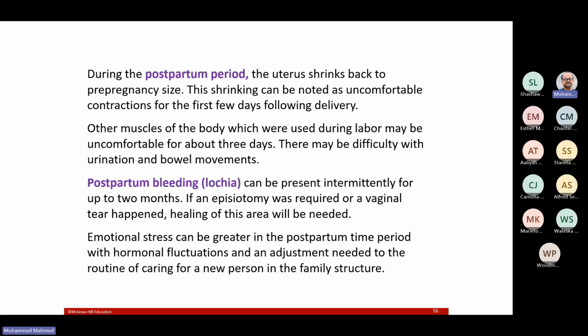For 6 weeks, this bleeding, some discharge, we expect there. This is called lochia. Initially, it is the lochia rubra, the red discharge, which is present intermittently.